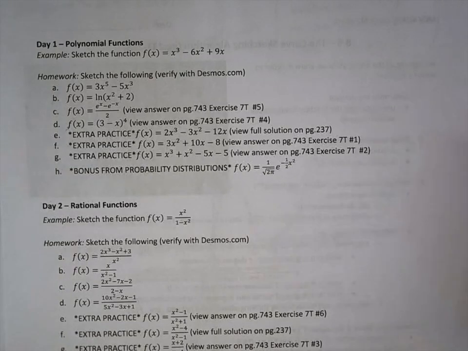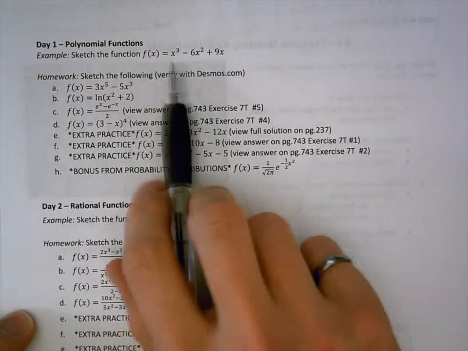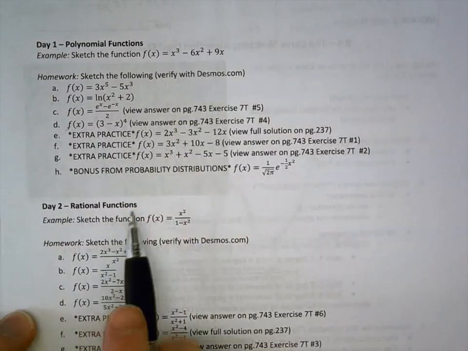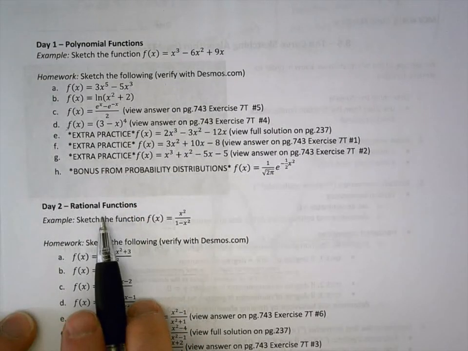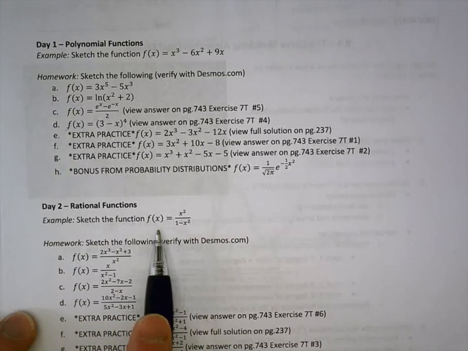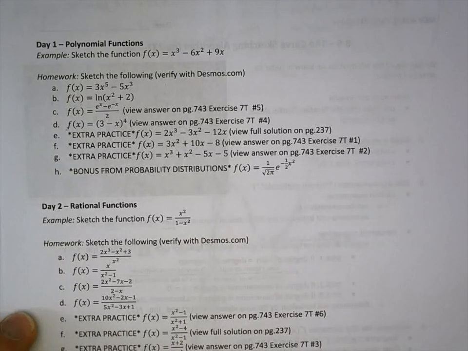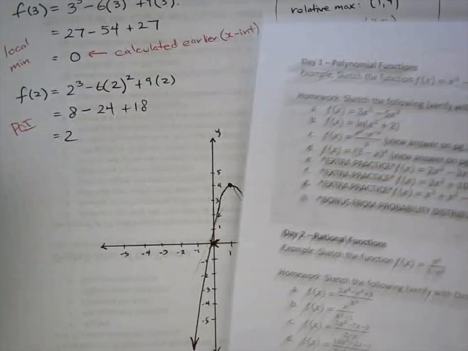Okay, so now that you've finished your day 1 homework about the polynomial function and the curve sketching, let's go on to day 2. This is where we're going to do just one example, again, using our curve sketching algorithm, but this time we have a rational function, which means that we need to do a little bit of extra work. We have to look at the asymptotes.